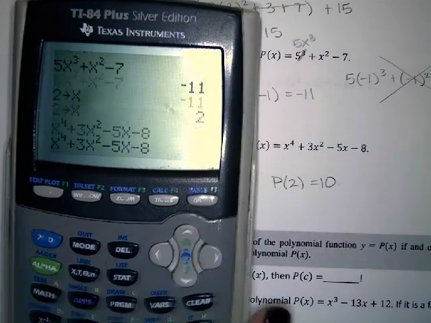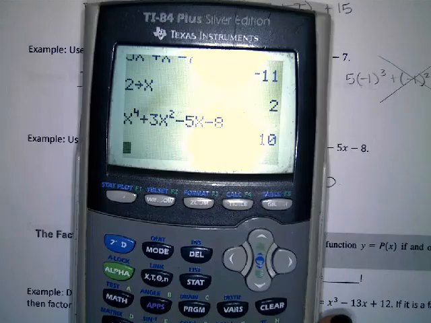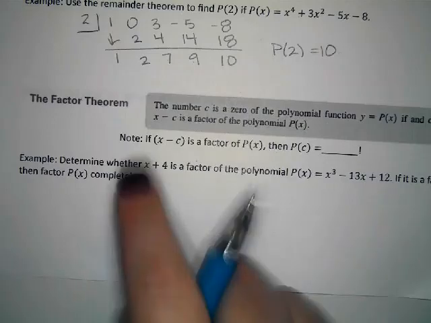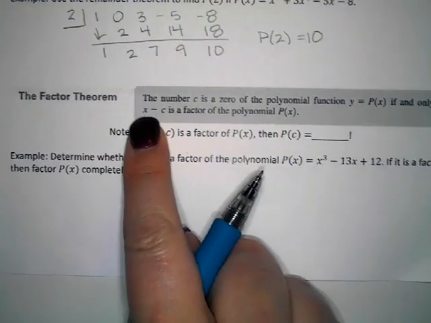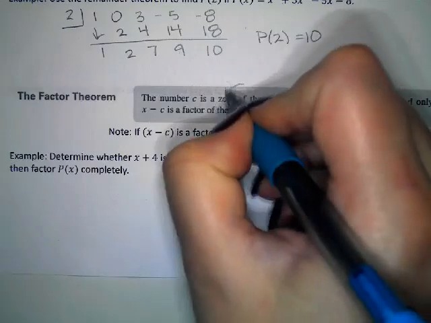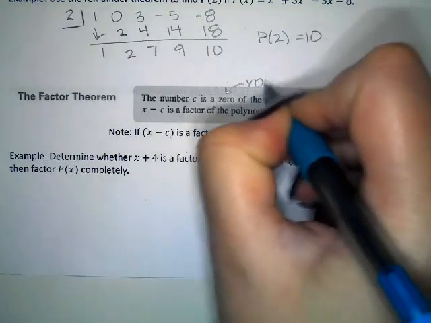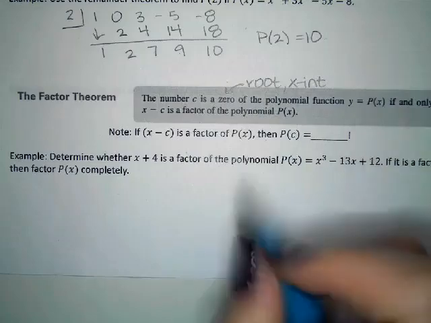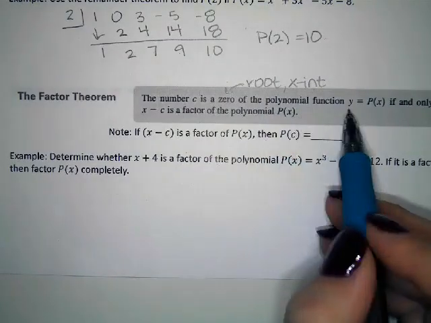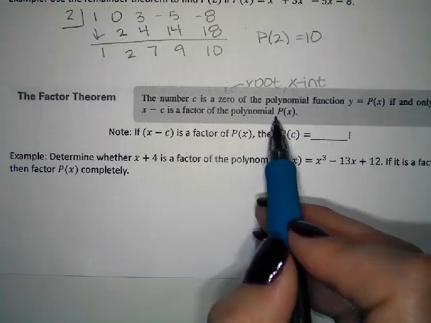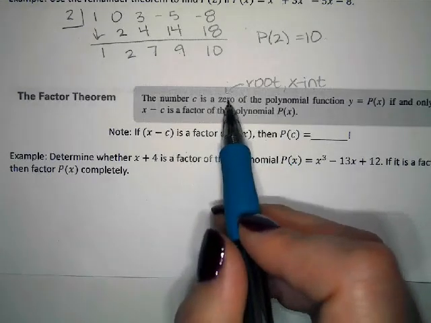All right. The factor theorem says the number c is a 0 of a polynomial function, they might also call it a root, they might also call it an x-intercept, y equals p of x if and only if x minus c is a factor of the polynomial function. So it's a 0 of the polynomial function if it's a factor. If it's a factor, then p of c is going to equal 0.